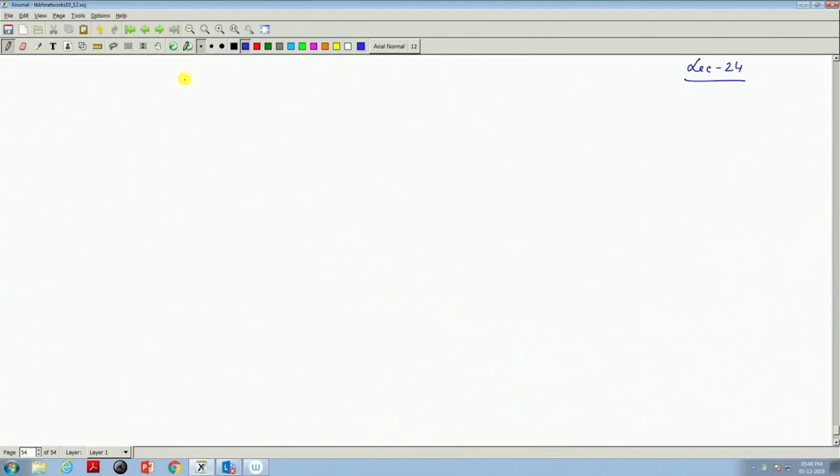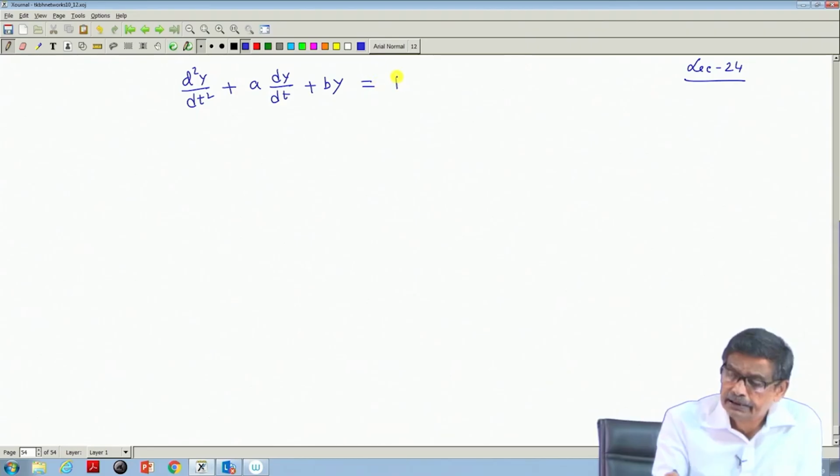Lecture 24. Let us continue with what we have been discussing in a differential equation. In my last lecture I told you the solution due to forcing function can be found very easily, provided the right hand side you can express it in terms of e to the power s t.